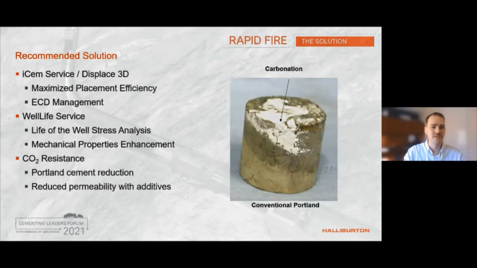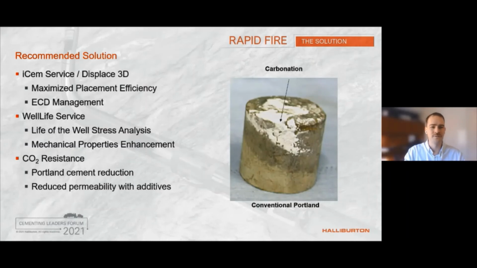Halliburton approached this on 3 fronts. ISEM service is a simulation software where we can look at centralization, ECE management, among other things, which can help us with cement placement successfully. Displace 3D is a computational fluid dynamics program that uses rheological properties to simulate the placement of cement prior to execution. And that results in recommendations for continuous improvement on the rheological properties of the mud and spacer and cement, so that we can effectively displace fluids ahead and place cement efficiently.